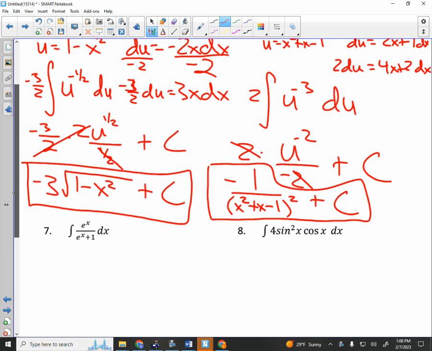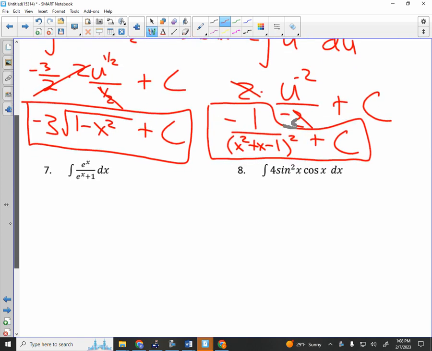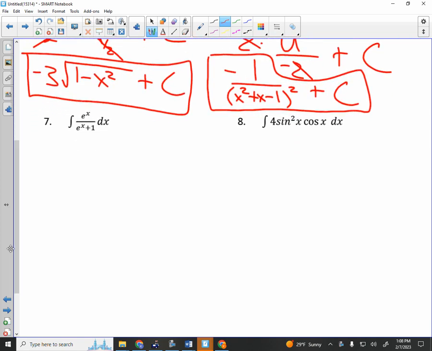Okay, last two, then you're going to have about 12 minutes. Time to get some work done. Thoughts on number 7? Should I choose u to be e to the x, or should I choose u to be e to the x plus 1? Have a conversation with the person next to you. What should I do? Go.